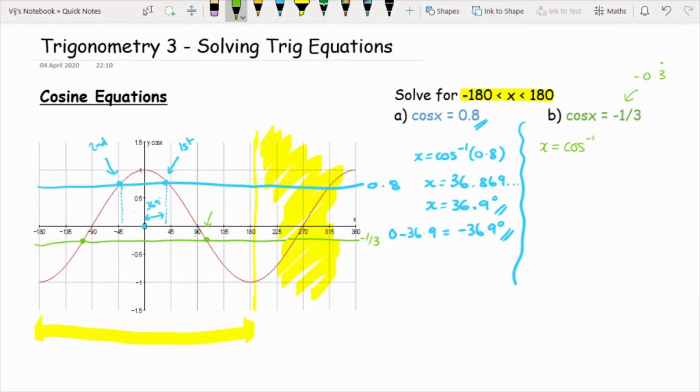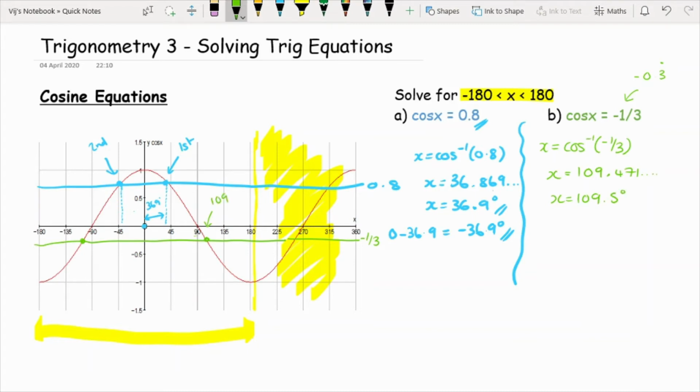So what I'm going to do to find my first value, I need to use my calculator. So I'm going to do the inverse cos of -1/3 on my calculator, and if I quickly do that, I get a value of 109.471, and that continues. So that's my first angle to one decimal point, that's 109.5, which again looks about right.